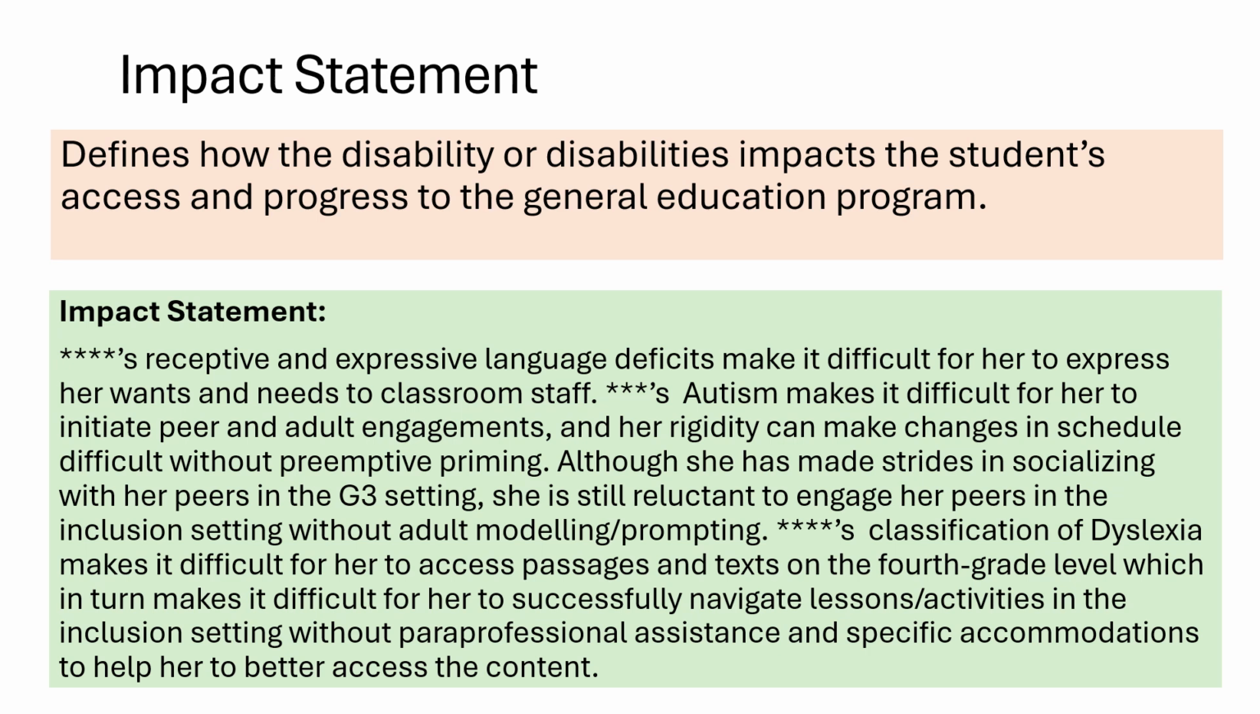That might be something that the committee should be thinking about because of this impact statement. Blank's classification of dyslexia makes it difficult for her to access passages and text on a 4th grade level, which in turn makes it difficult for her to successfully navigate lessons and activities in the inclusion setting without paraprofessional assistance and specific accommodations to help her better access the content. That one long sentence gives me 3 golden nuggets. The first golden nugget is dyslexia. Because this student is a student with dyslexia, is she receiving an evidence-based dyslexia reading program as specified in the Texas Dyslexia Mandate?